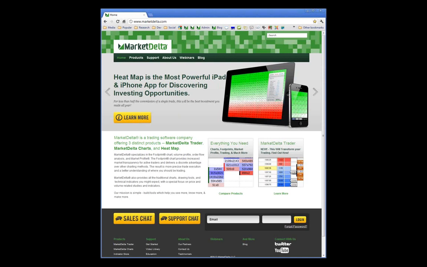Just going through some of the key concepts of auction market theory that I feel must be understood before we start focusing on the practical application of these concepts with market data and its profiling capabilities.